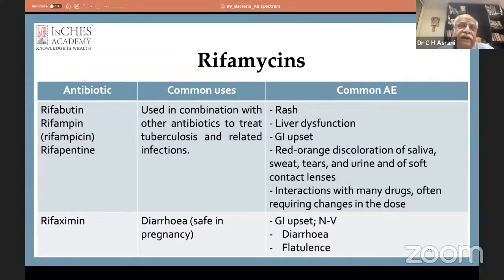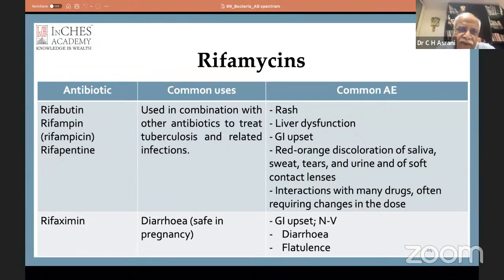We know that every time we give rifampicin, we have to tell the patient to be cautious about red color discoloration of saliva, sweat, tears, urine, and soft contact lenses. Even contact lenses get colored. And if you give rifampicin and the patient says no discoloration, that is a fake drug. It has interaction with many drugs, often requiring changes in dose, commonest being oral contraceptive and rifampicin.